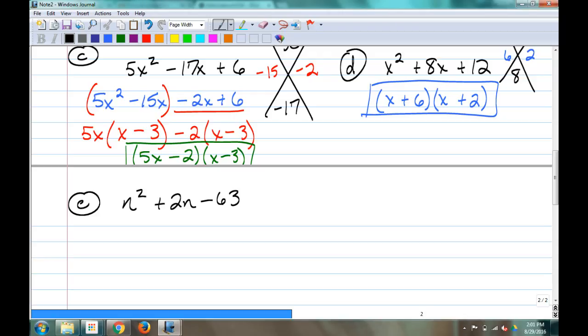Okay. Is there a GCF? No. So I'm going to go ahead and go to the X method because there's 3 terms. What number's on top? Negative 63. And a positive 2 on the bottom.